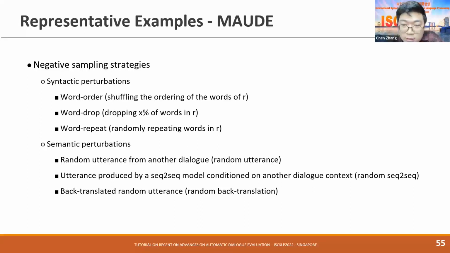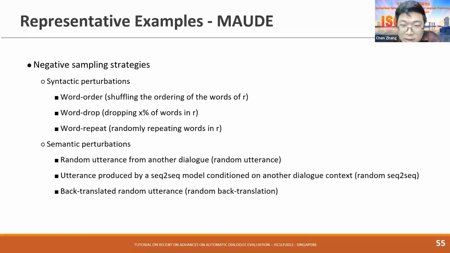The second perturbation is an utterance produced by a sequence model conditioned on another dialogue context. Instead of randomly sampling an utterance, we sample a random context from another dialogue, then use a sequence model to generate a response. So the response should be relevant to the other context instead of the current dialogue context. And the third one is similar, but instead of using a sequence model, we use a back translation model.